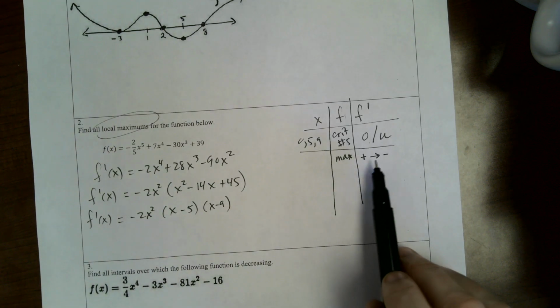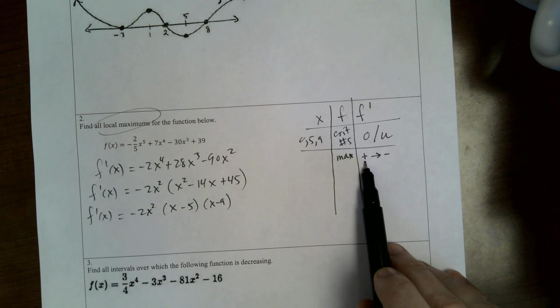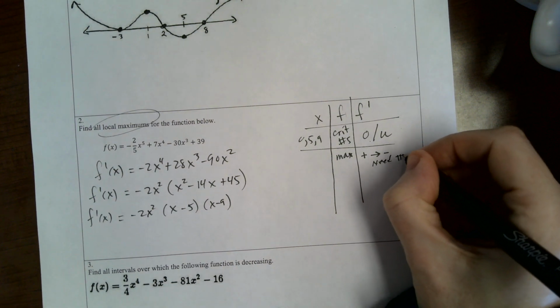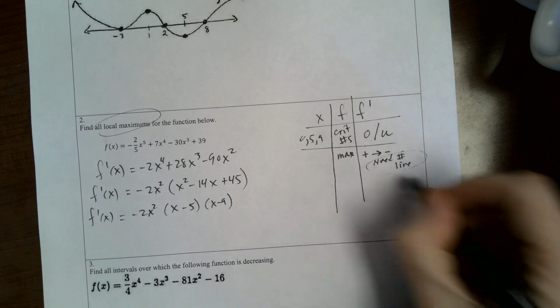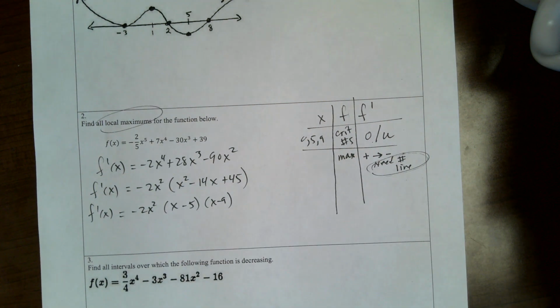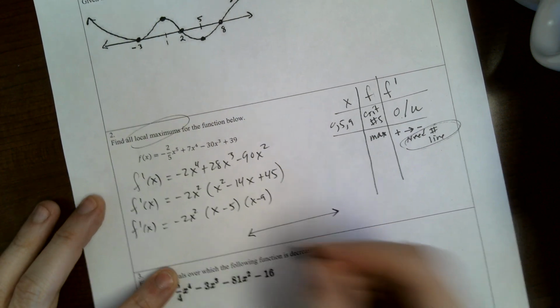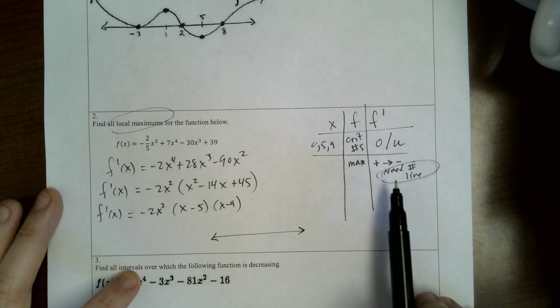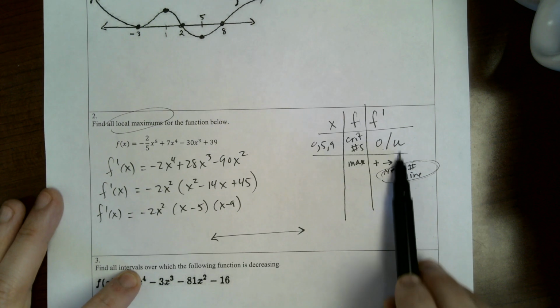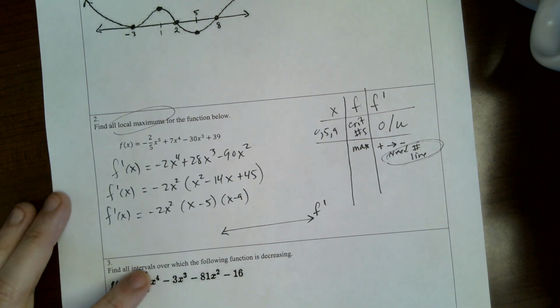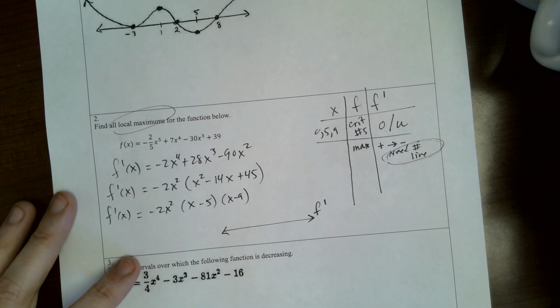Guys, if you're ever looking for any kind of sign or sign change, you're going to need a number line. Okay, so I'm going to go to this number line. I'm in the f prime column, so this is going to represent positive and negative values of f prime.